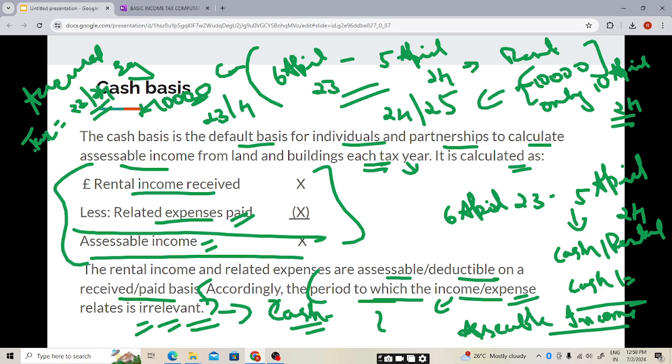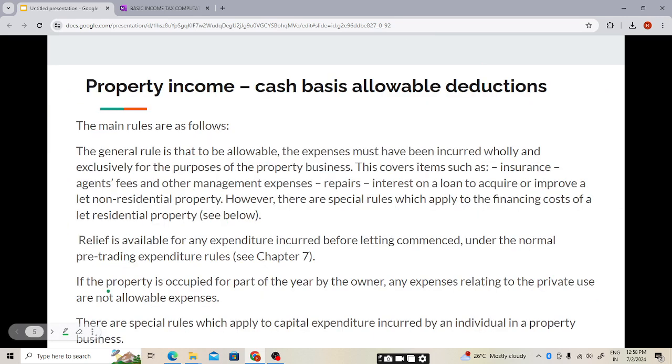Now we will further study what expenses are allowed, meaning what expenses can be deducted from our income. Moving to the next slide, property income, cash basis allowable deductions. As mentioned, cash basis and accrual basis allowable deductions are very different. So first we will learn the cash basis, then we will move to the accrual basis.